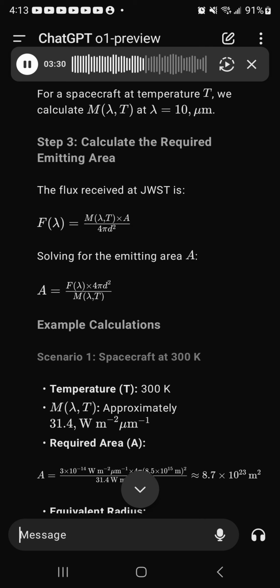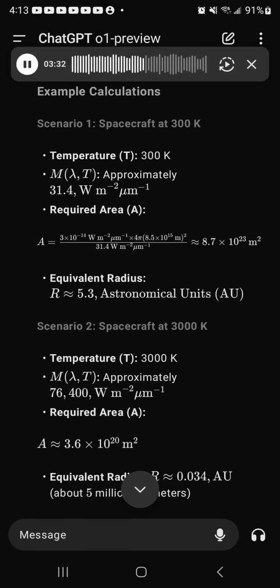Example calculations. Scenario 1, spacecraft at 300K, temperature T equals 300K, M_lambda(T) approximately 31.4 W m^-2 micrometers^-1. Required area A equals 3 times 10^-42 micrometers^-1 times 4 pi times (8.5 times 10^15 m) squared over 31.4 W m^-2 micrometers^-1, approximately 8.7 times 10^20 m². Equivalent radius r approximately 5.3 astronomical units, AU.